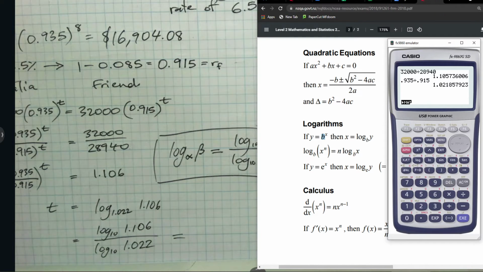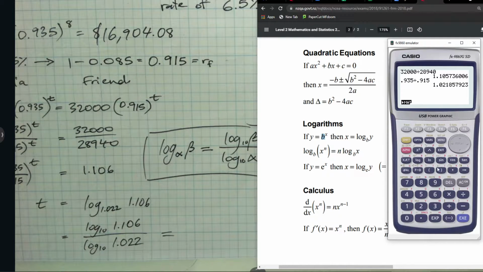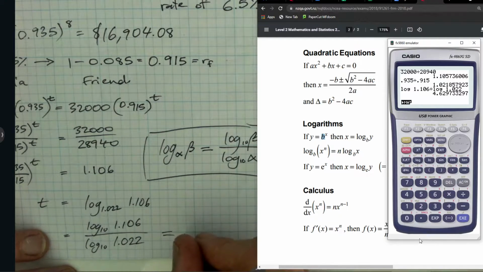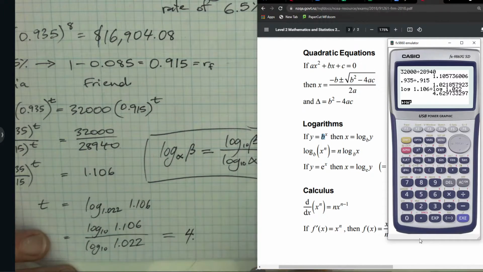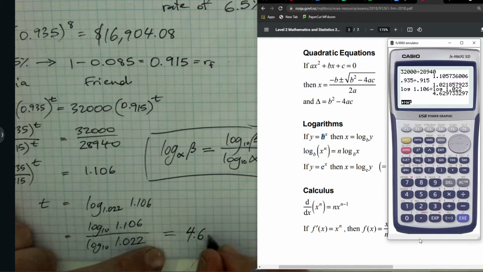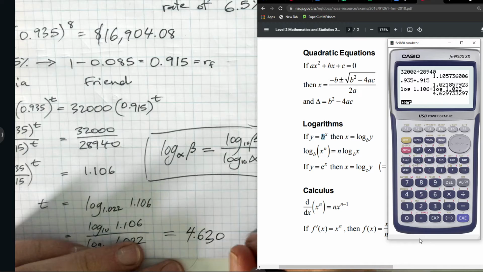So then now I can do that in my calculator. I'll do it in one fell swoop, log 1.106, and I'm going to make sure I use the divide sign, because then it will do the log function before it does the division. If I use the fraction symbol, I think it might override that. Might be wrong though. So that comes out at 4.630.